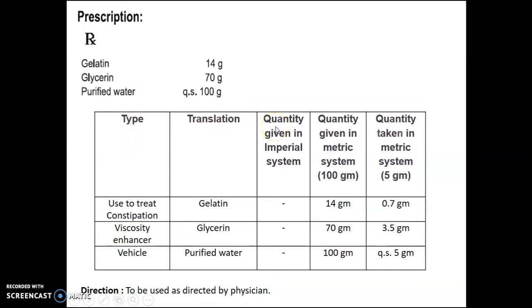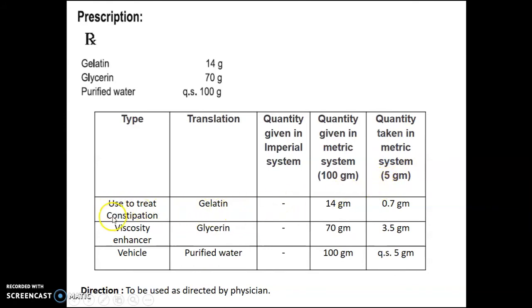We don't have the quantity given in the imperial system, as we don't have the formula given in Latin terminology. It is directly given in the metric system. So, quantity given in the metric system is for preparing 100 gram, and quantity taken in the metric system is for preparing 5 gram. We are preparing 5 gram because we have available a suppository mold which has the capacity to deliver 4 suppositories each of 1 gram. So we are preparing 5 gram, that is 1 gram in excess for overfilling the mold.